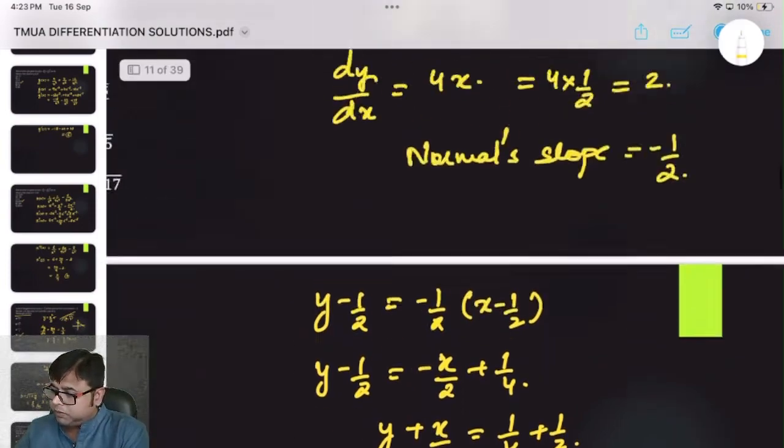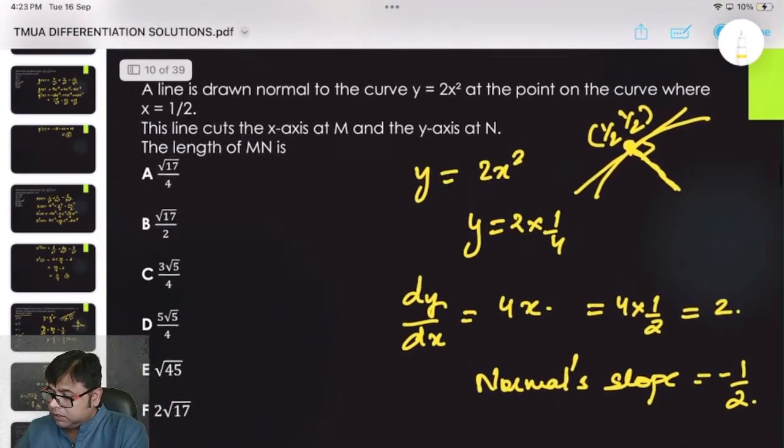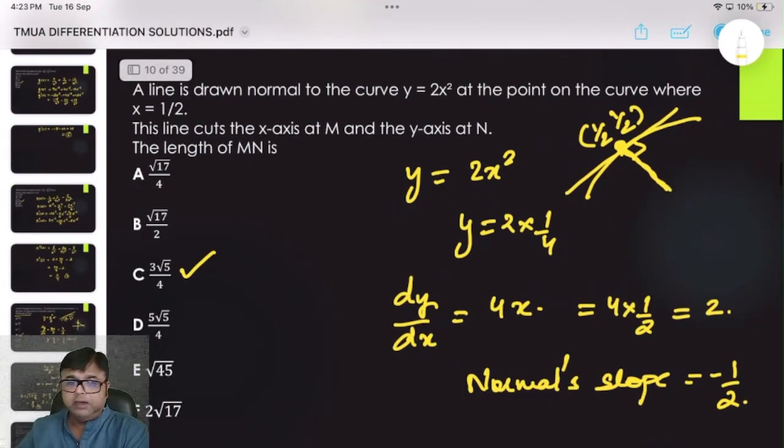So let me check the options. Yes, C is the right answer. So this is how we can do these questions, right? Let's move on to the next one.